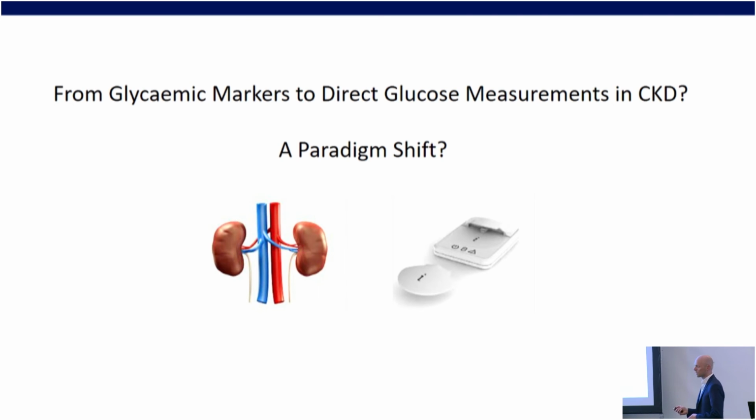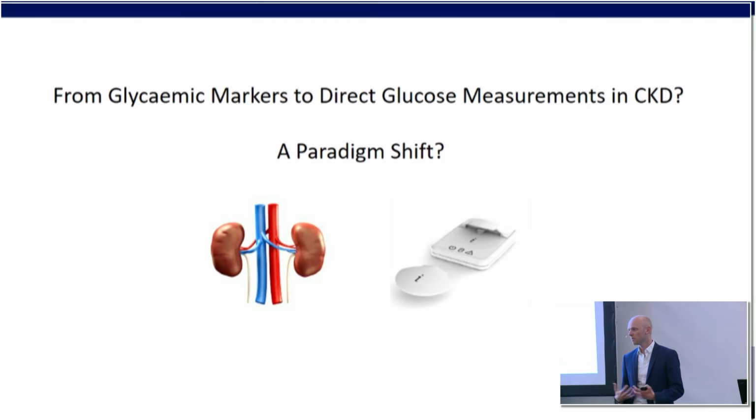All right, so to answer the title question, from glycemic markers to direct glucose measurements, I think a great limitation for CGM is their cost. They're quite pricey. For instance, the Freestyle Libre is something like 2,000 or 3,000 euros per year. And I think a lot of countries would not be able to afford that for the general population.